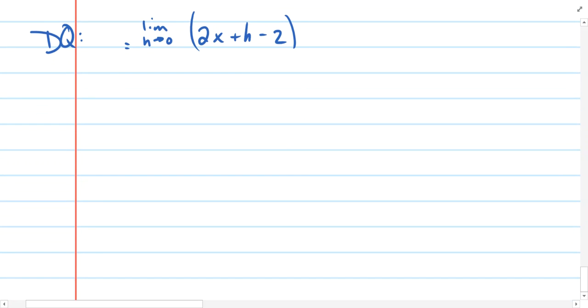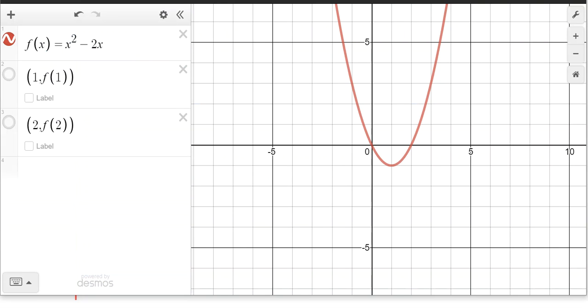Now how this applies to a graph is like this. Here's a graph of that function, f of x equals x squared minus 2x. And here's a point on that function. The coordinate lies here at 1, negative 1. And I may ask you, well, what's the slope of that curve? How steep is that curve?